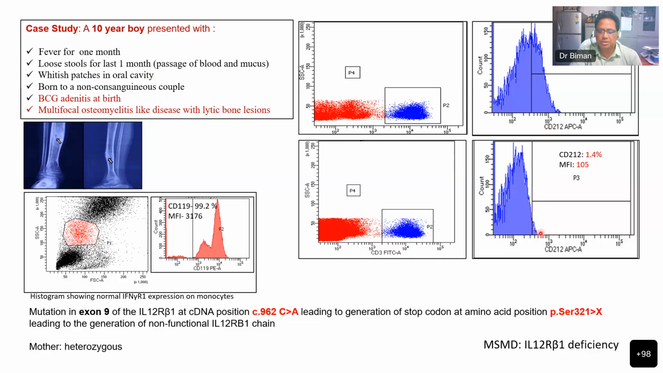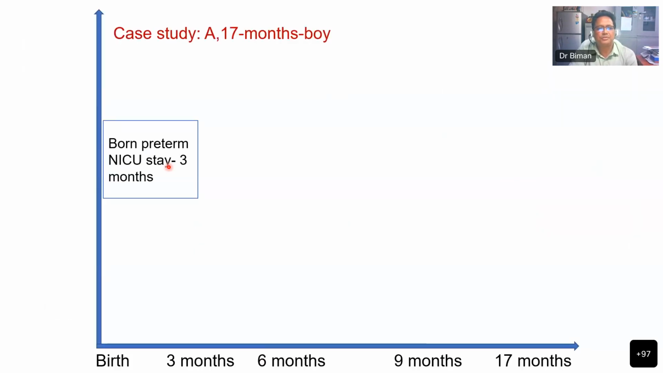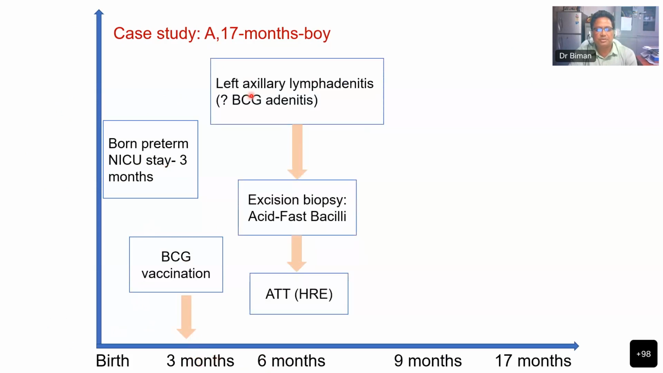You see there's no staining. We did the mutation analysis, and CD119 is normal. So there was a defect in the IL-12 receptor beta 1. This kind of picture should always raise a suspicion for MSMD, a defect in the IL-12 interferon gamma axis. So this is another case: a 17-month-old boy given BCG vaccination at 3 months, and he had BCG adenitis. Excision biopsy was done, acid fast bacilli.